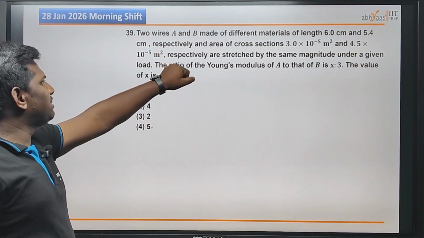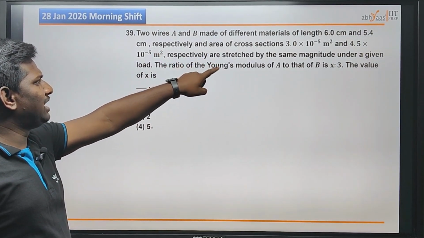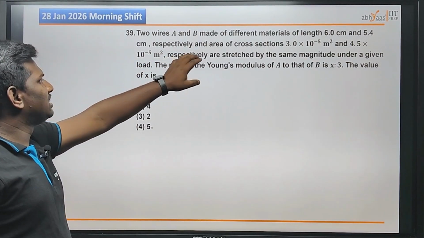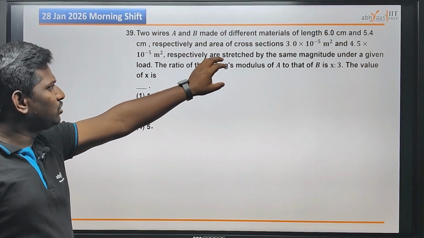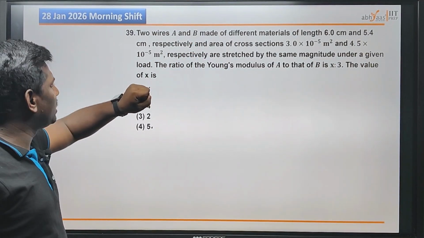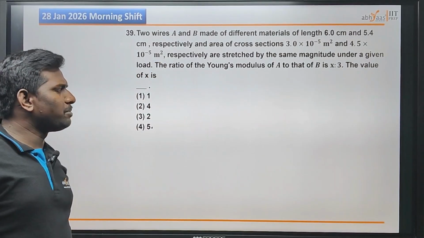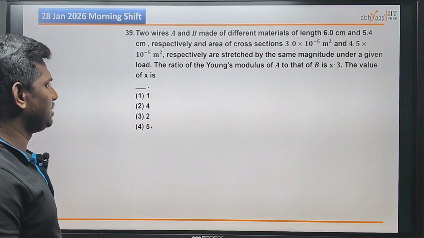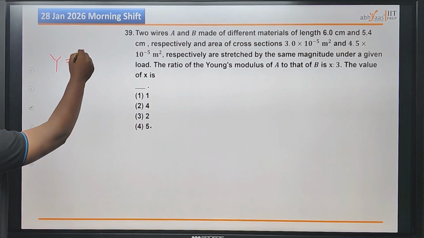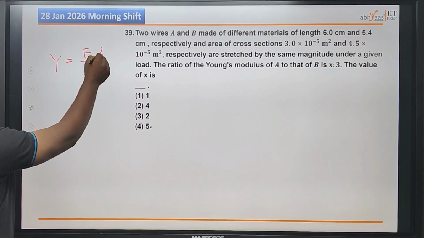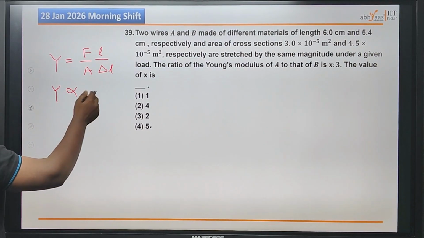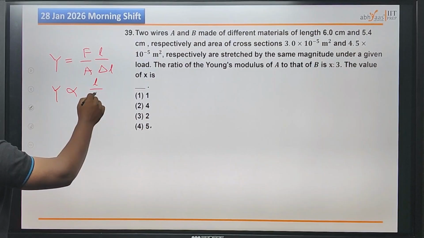39. Two wires A and B made up of two different materials, of length 6 centimeters and 5.4 centimeters respectively, and the area of cross sections they have given respectively, are stretched by the same magnitude under a given load. Then find the ratio of moduli YA by YB. So we know that Young's modulus can be written as F by A into L by delta L. So Y is directly proportional to L by A.